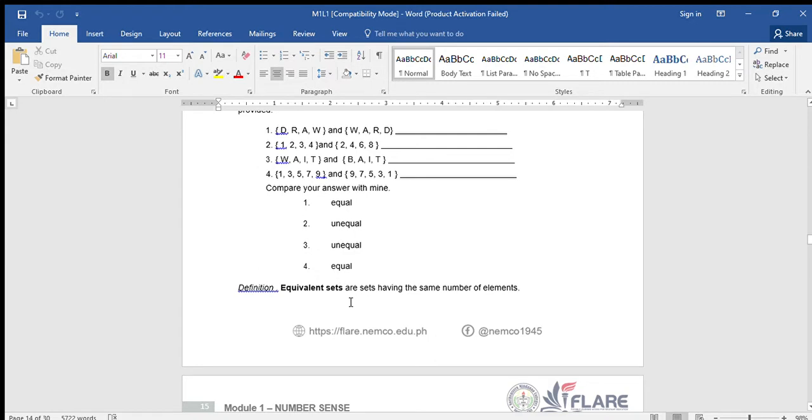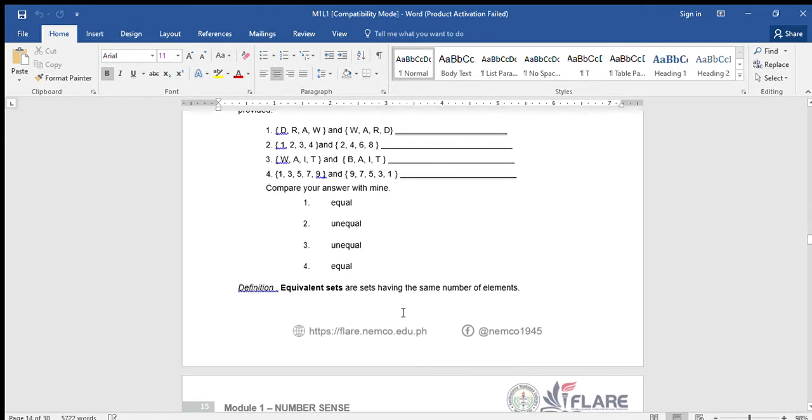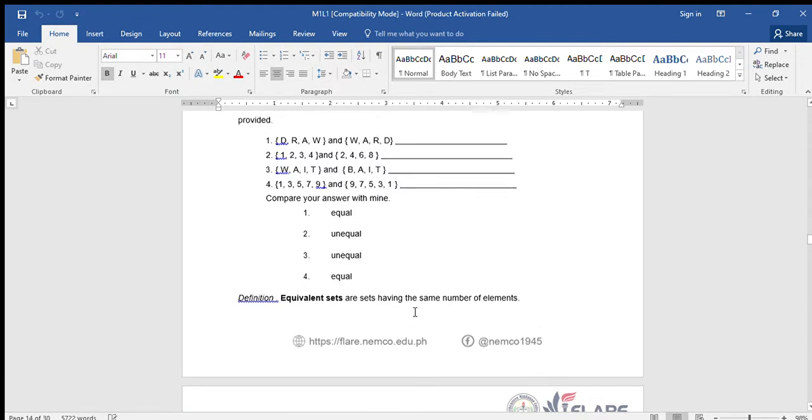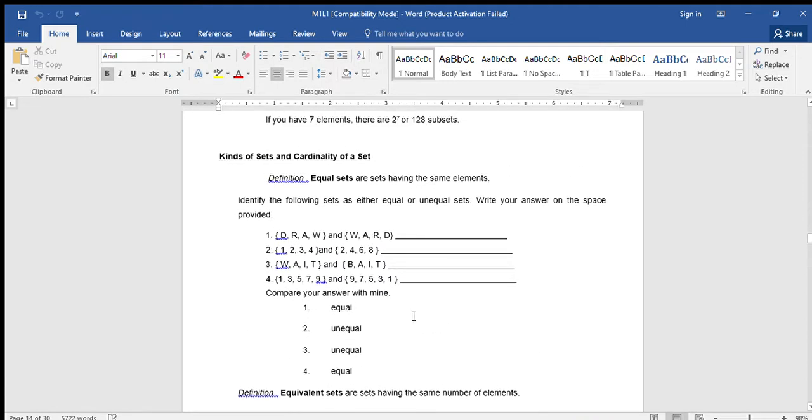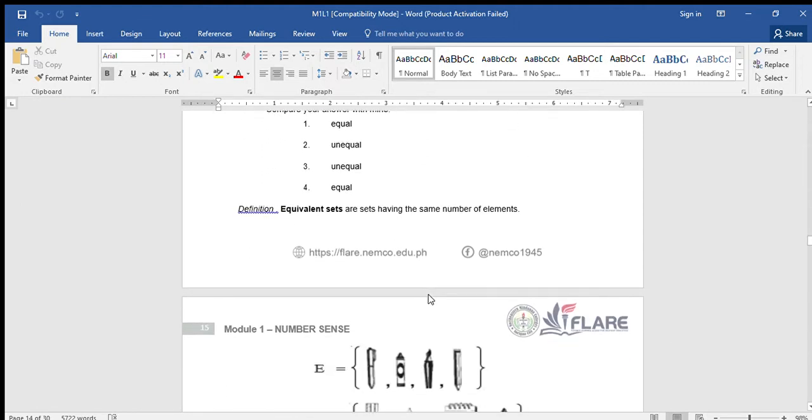Now, let's define equivalent sets. So pag sinabi nating equivalent sets, lahi ra siya sa equal sets. When we say equivalent sets, these are sets having the same number of elements. Again, having the same number of elements. Sa equal sets, having the same elements. Okay? Pag sinabing equivalent sets, sets having the same number of elements. So dapat pariha ang number sa elements nga naa ta.